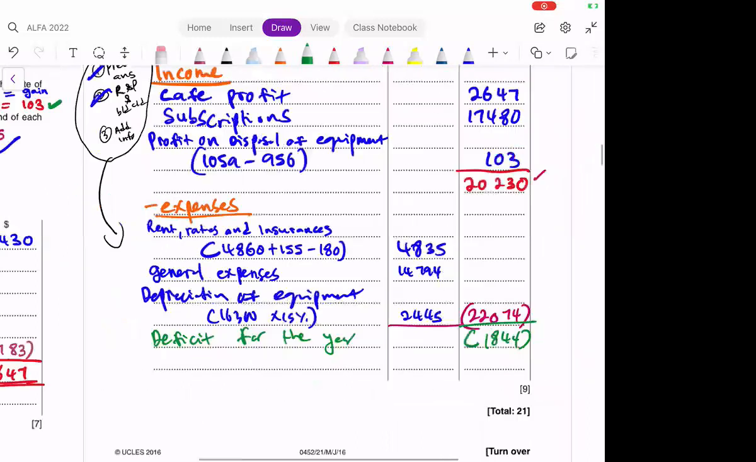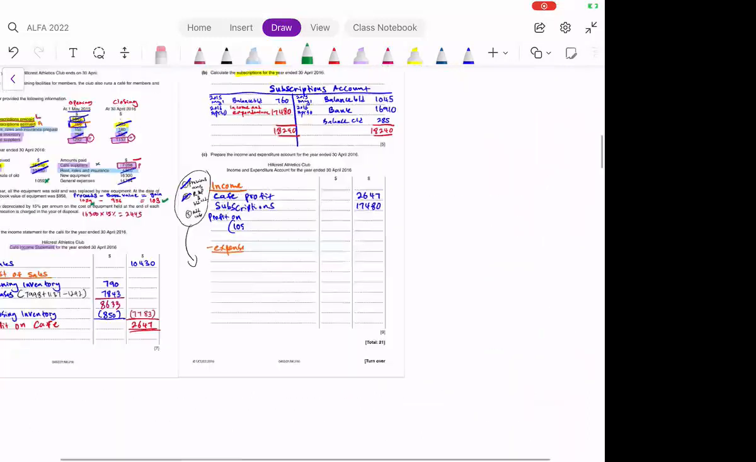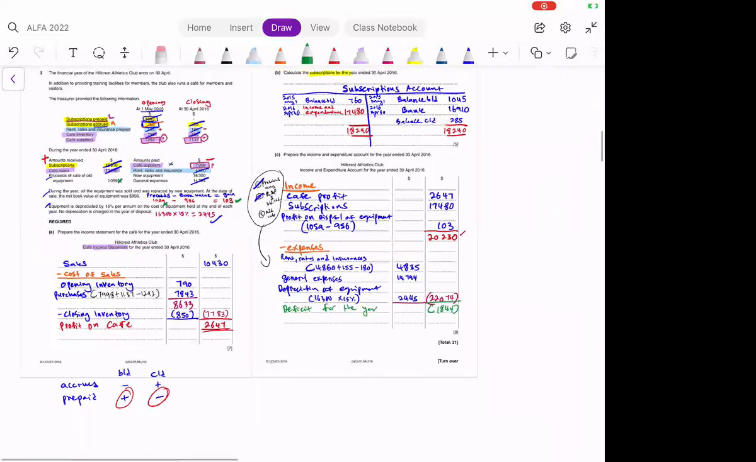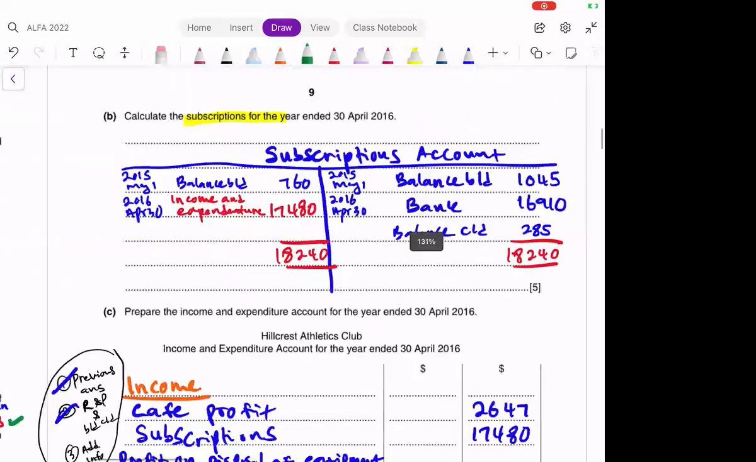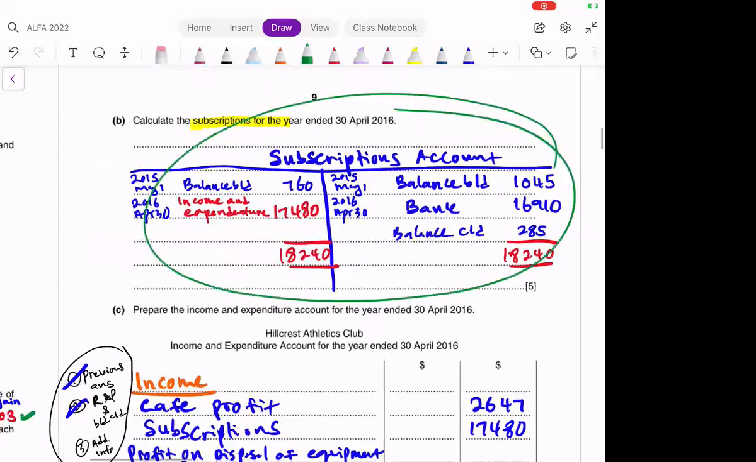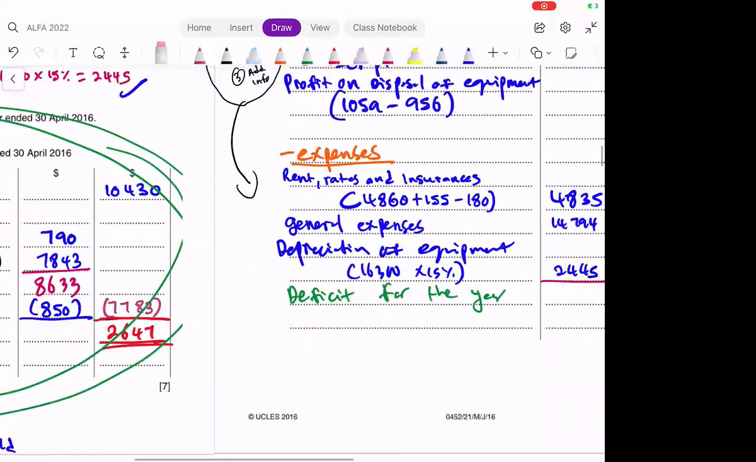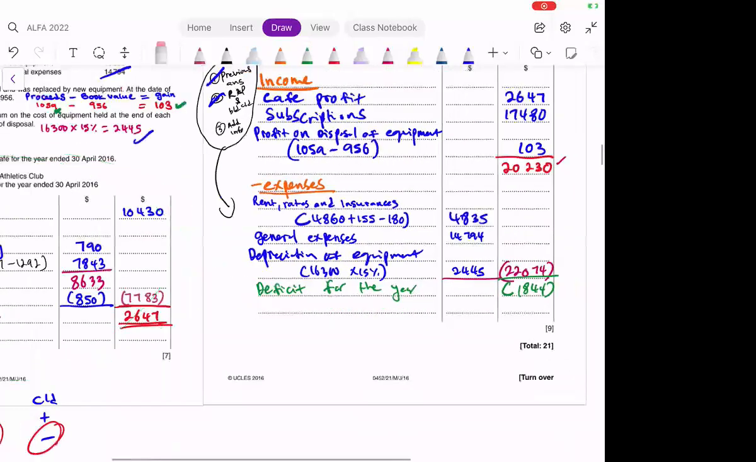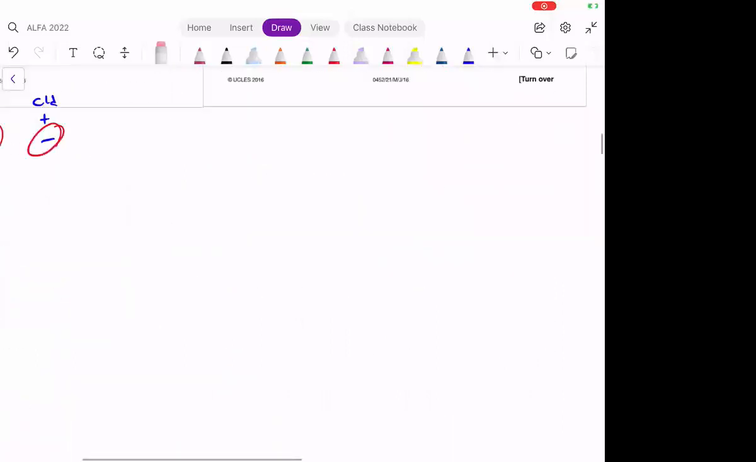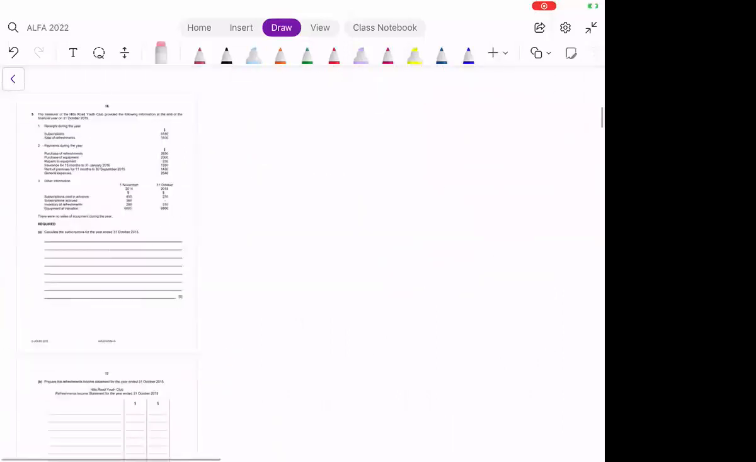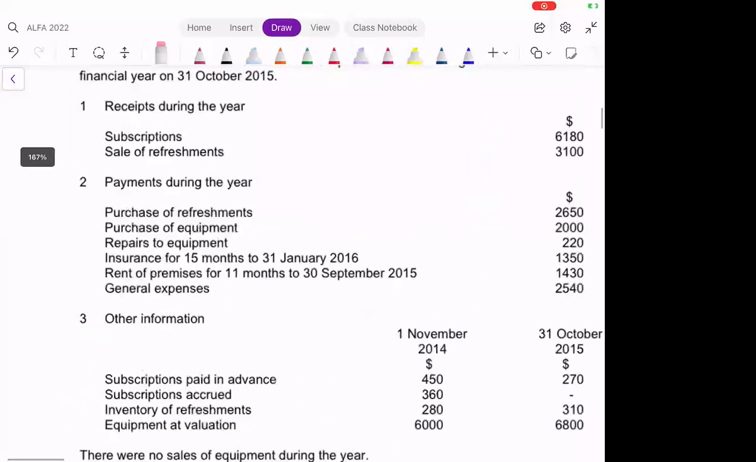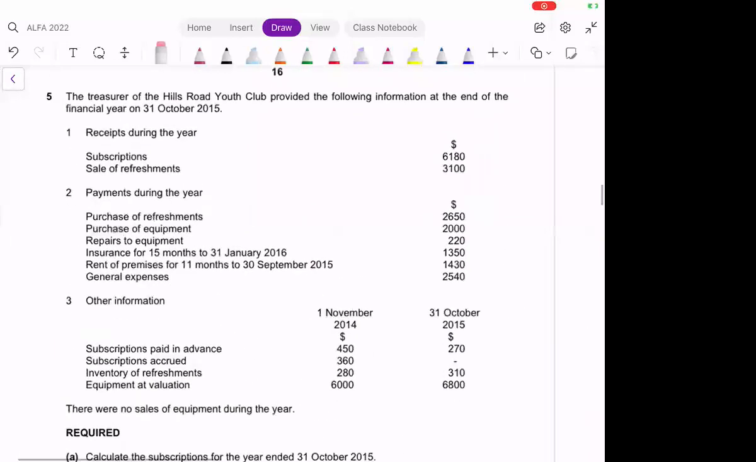Okay, now. Just now we learned three things. First, we learned how to do the income statement. And then we learned how to do the subscription account. And then we learned how to do income and expenditure. Okay, one more question. I want you to do it yourself. We will discuss together, but I want you to do it yourself.